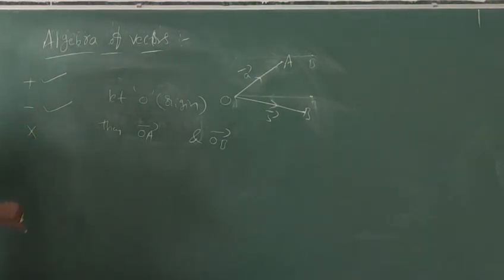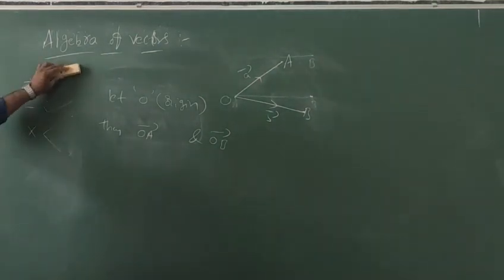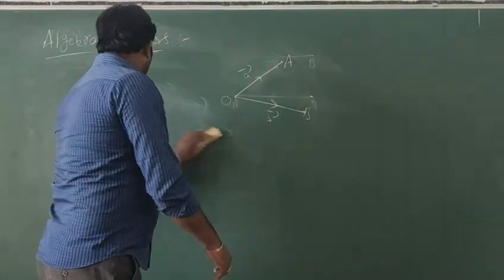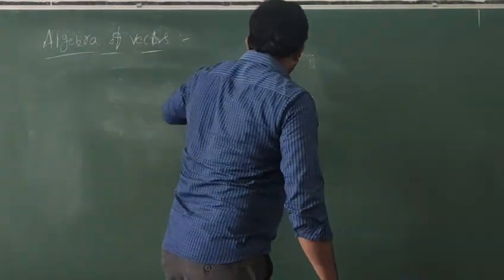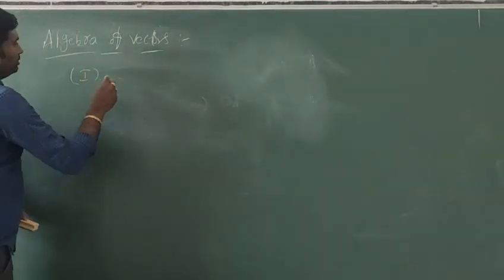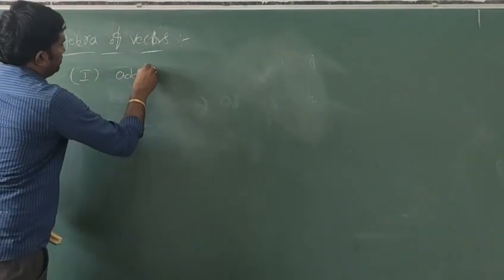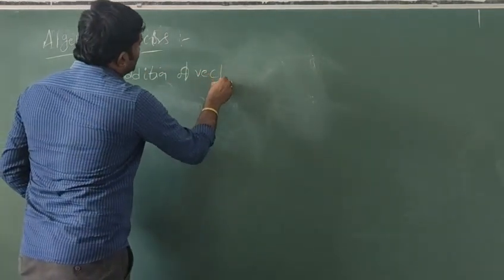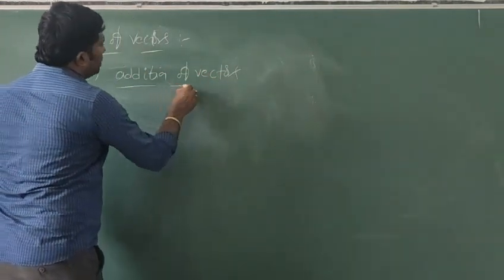We cannot say just multiplication here. There are 2 types of multiplication. One is the dot product, another one is the cross product. That is the topic. Take algebra of vectors. In that, first one is addition of vectors. Write down, this is very important. Second exercise we can complete by using these 2 or 3 concepts.